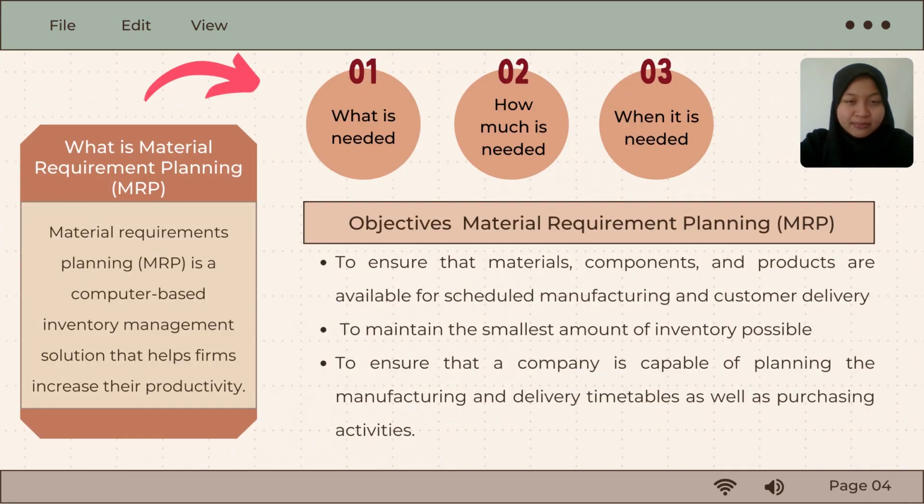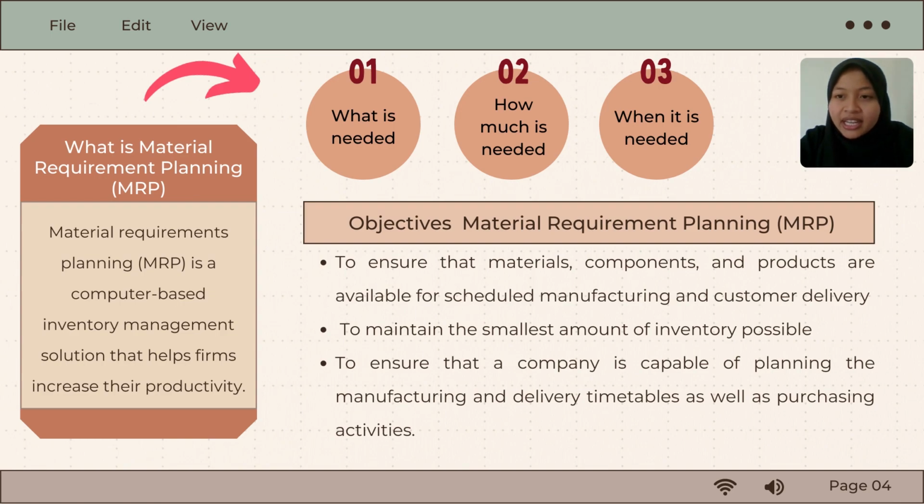Next, what is material requirement planning? Basically, material requirement planning is a computer-based inventory management system which helps firms to increase productivity. This system assists companies by estimating the quantities of raw materials and scheduling the delivery activities. It is designed around three questions: what is needed, how much is needed, and when it is needed. Based on these, it indicates what materials are needed, how many, and when, to fulfill the required demand. This helps the firm to have an efficient and effective production schedule.